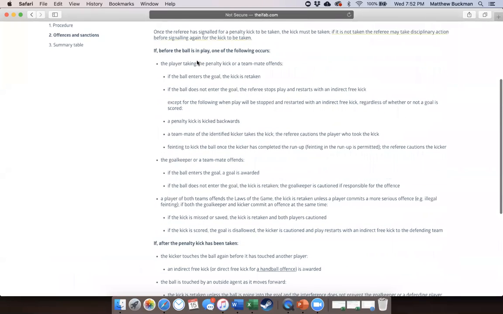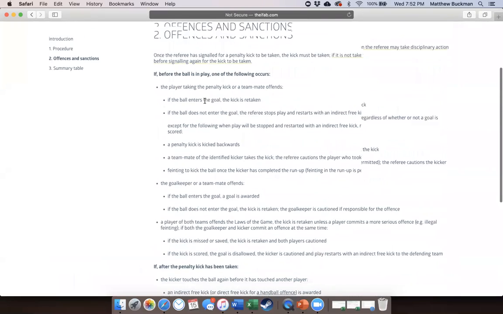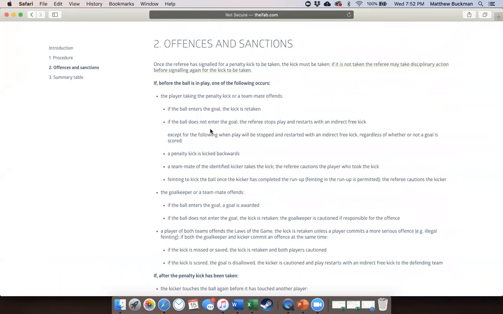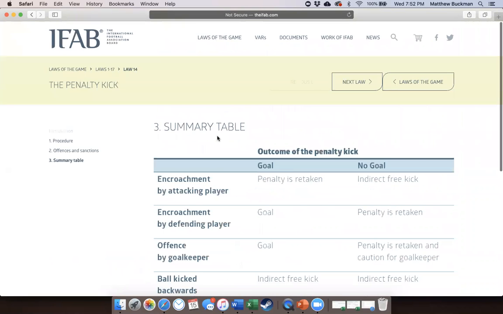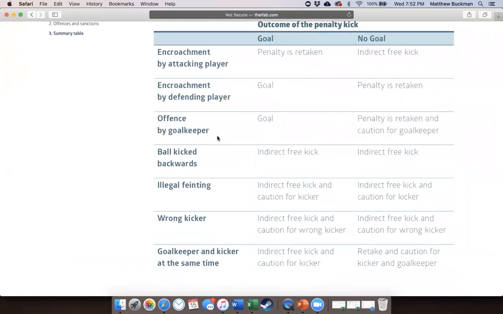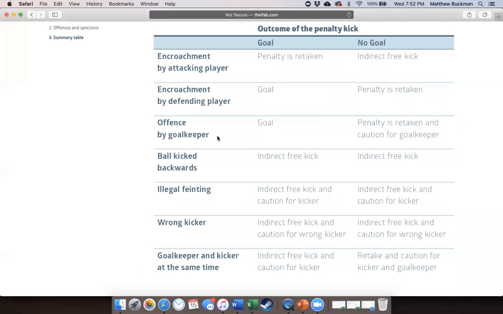So again, this is a lot of verbiage and a lot of what ifs. They have to write this out for the purposes of the law. But what I would suggest you do is really refer back to this summary table, because that's going to give you everything you need to know in a really, really succinct way. This is very clearly spelled out. And again, it's something you can print out and keep in your little book, you know, of where your game card is and all that.